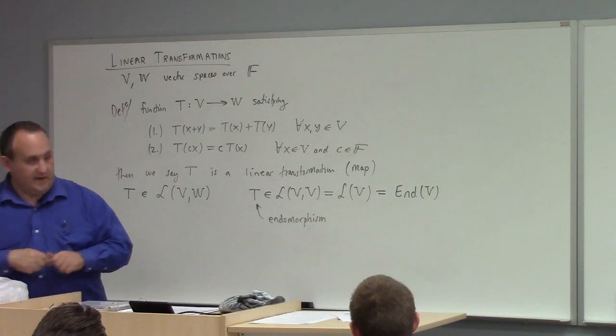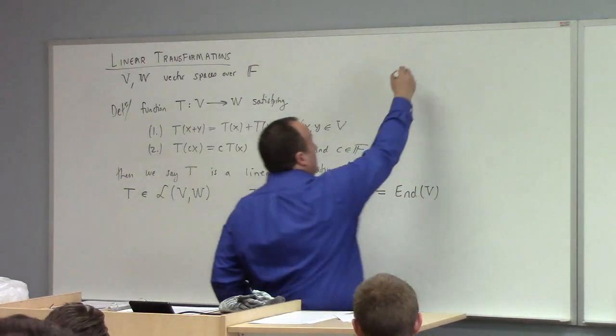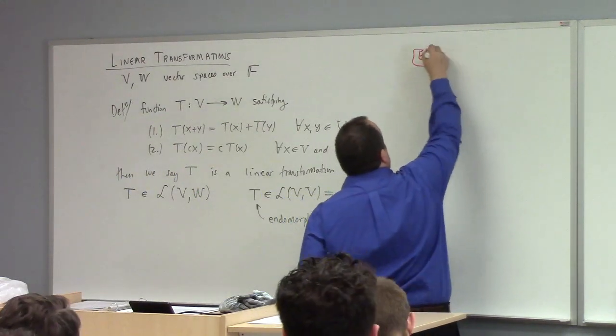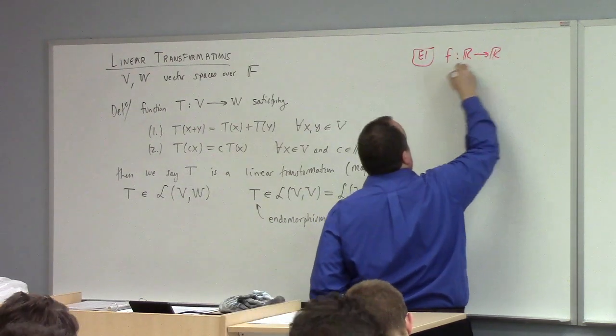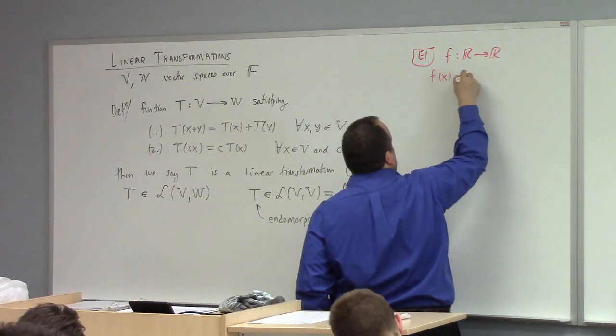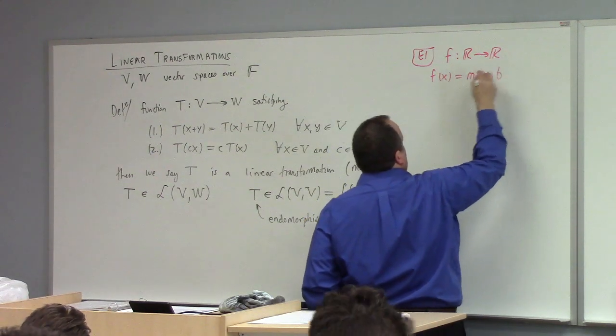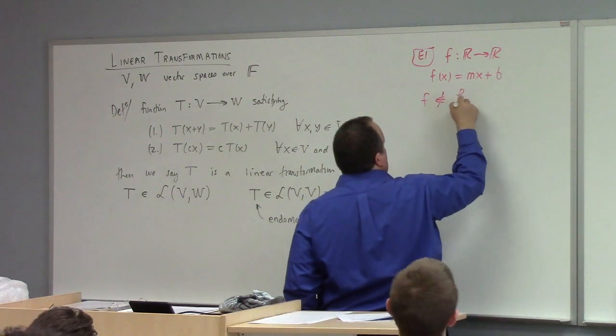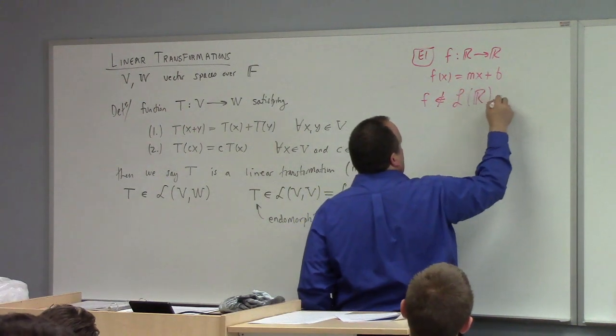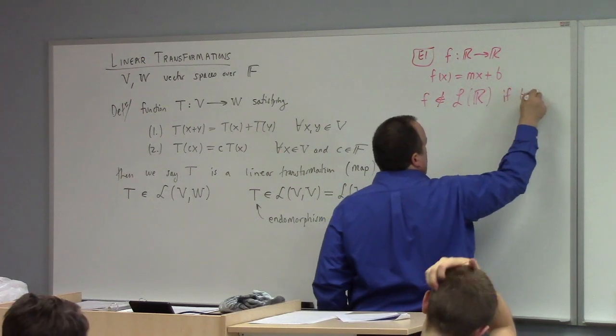So example 1. If I have f which goes from the reals to the reals, and it's defined by f of x is equal to mx plus b, then f is not an element of the linear transformations on R if b is not equal to 0.